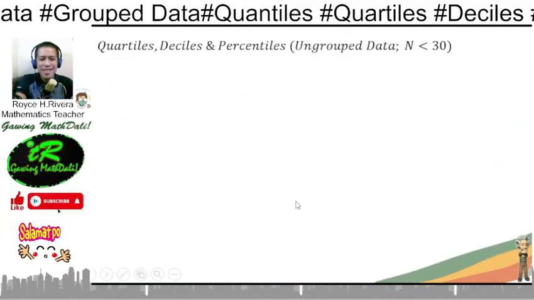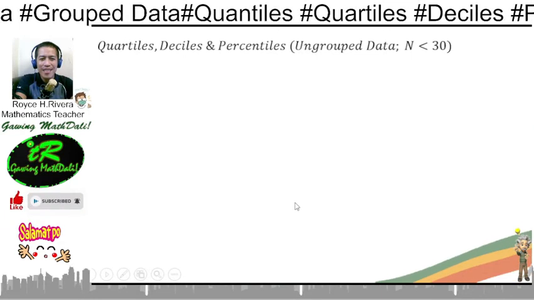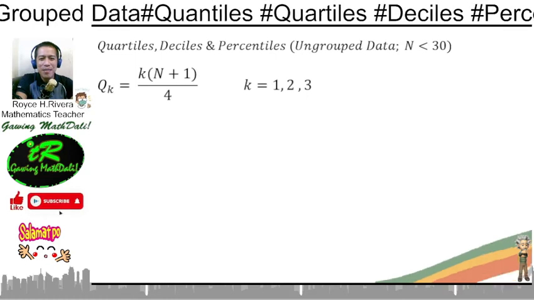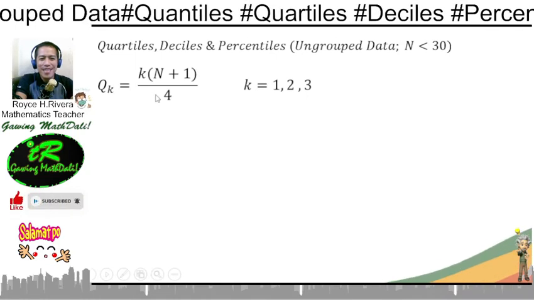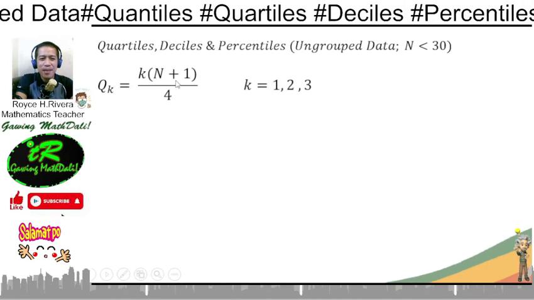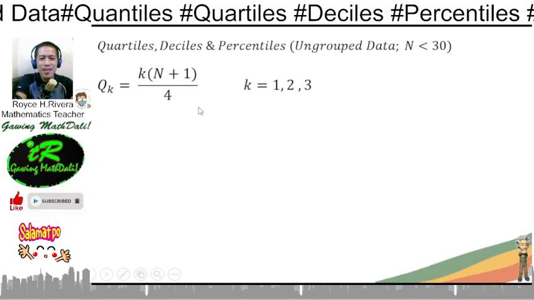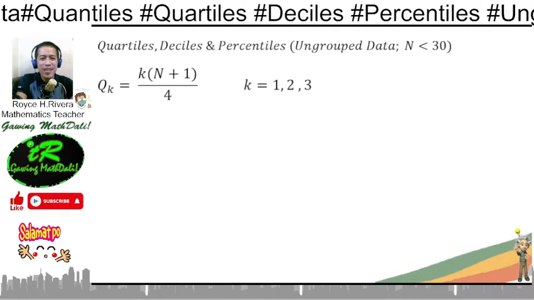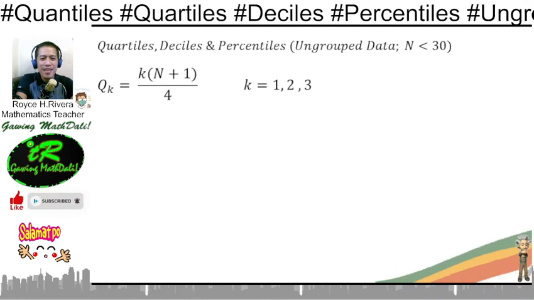Simulan na natin sa quartiles, deciles, and percentiles for ungrouped data. Here is the formula for quartiles. Q sub k is equal to k times the quantity n plus 1 all over 4, where k is equal to 1, 2, or 3. Tingnan nyo ang illustration na ito.